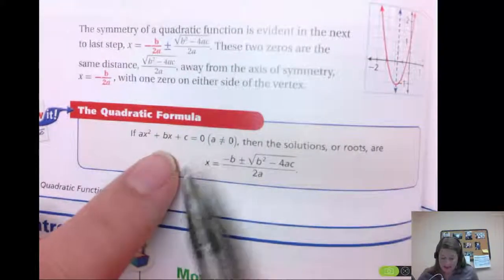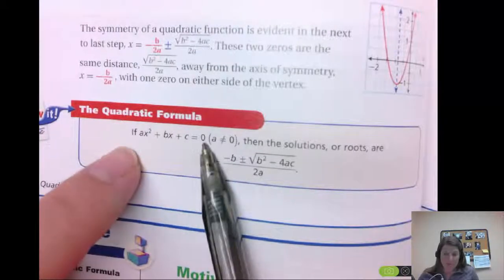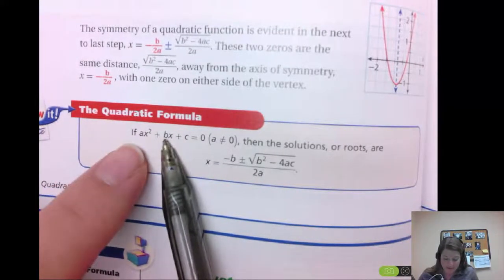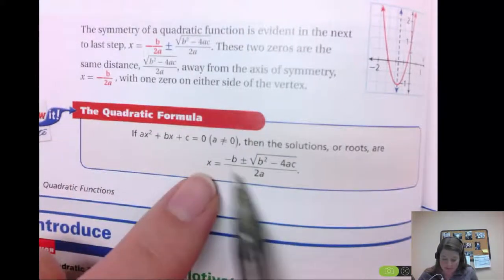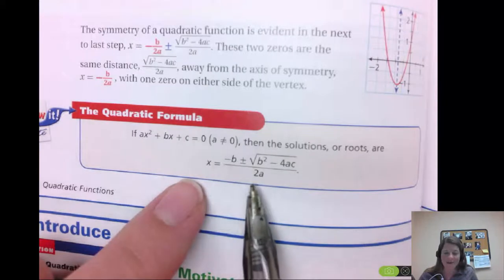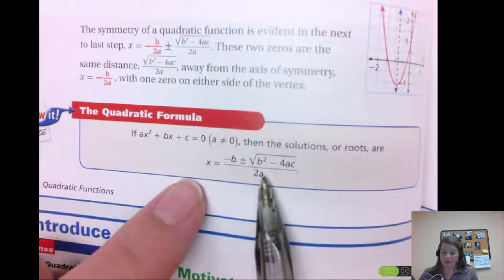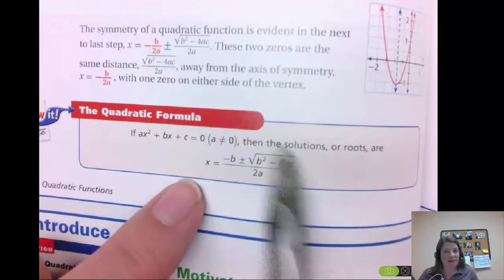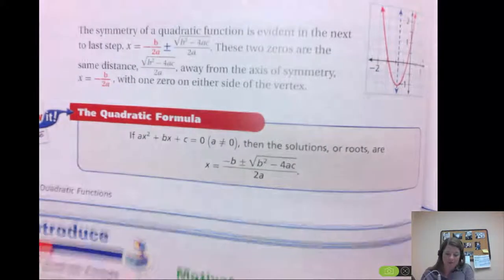So here is where you get your numbers from. You're going to use the number in front of x squared, the number in front of x, and the number by itself, and you're going to put them into the formula here. All right, and that's going to give you your solutions. And that's it. A lot of people make this a lot harder than it is. This is just going to be your solutions.